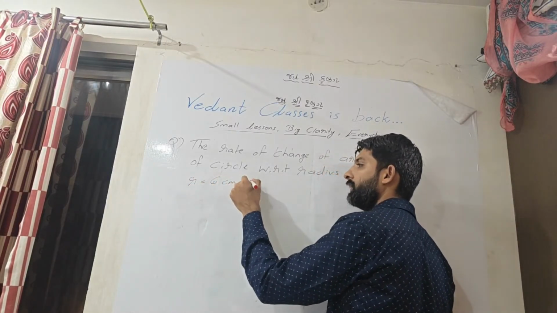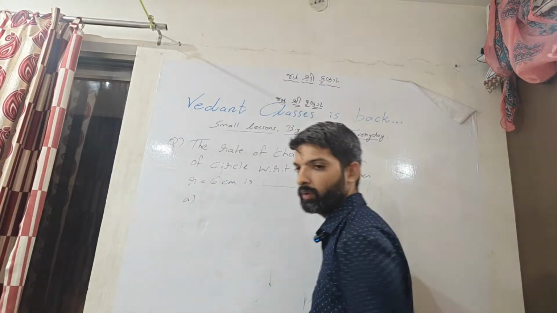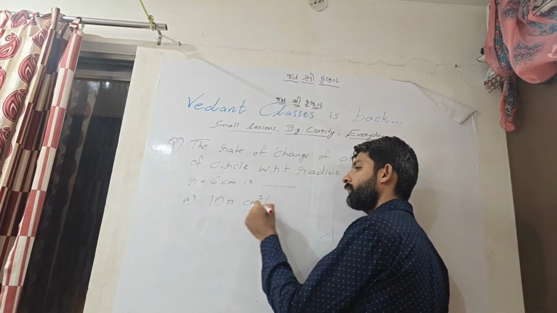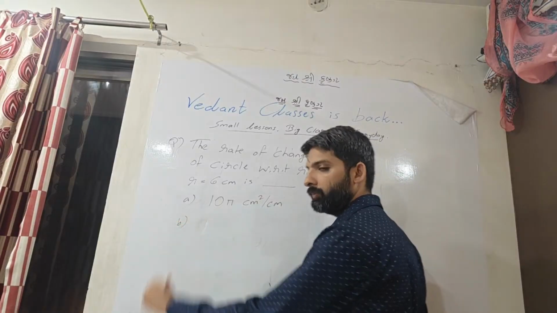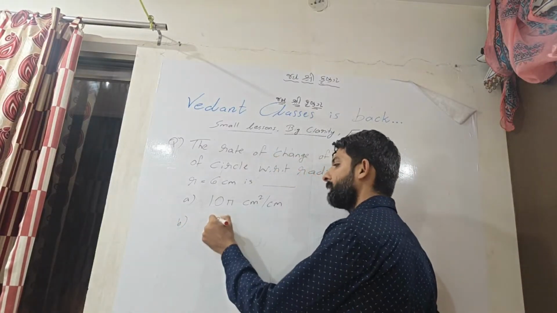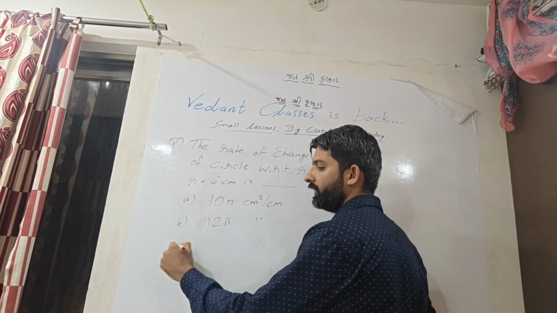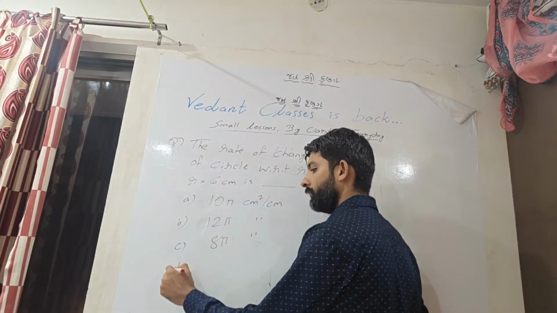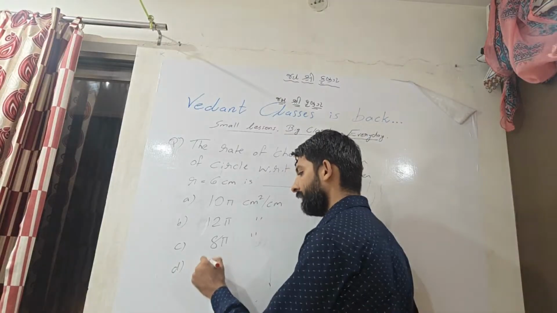6 centimeter is blank. Option A 10 pi centimeter square per centimeter. Option B 12 pi, unit will be same. Option C 8 pi, and option D 11 pi.